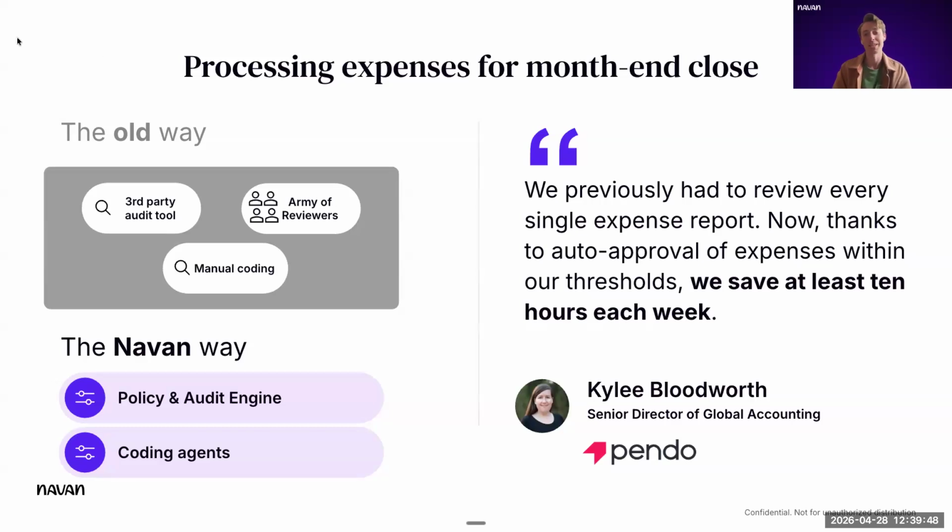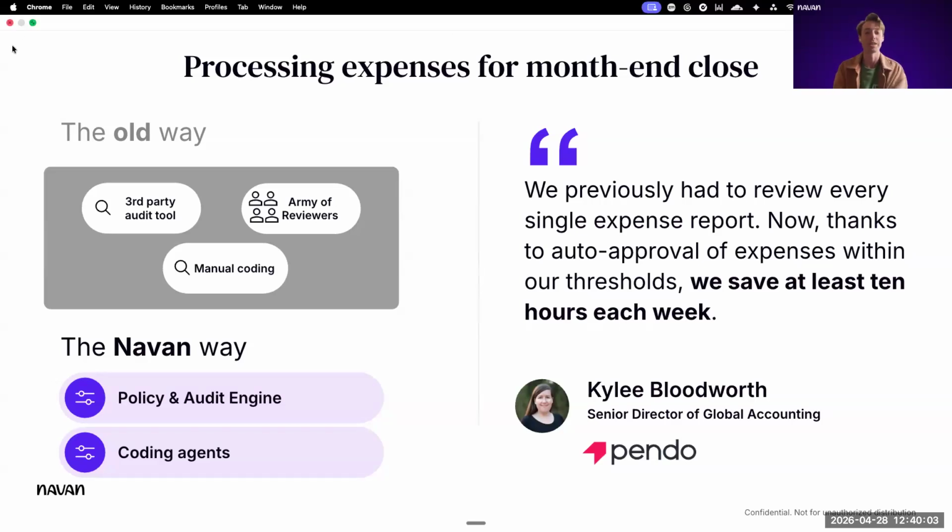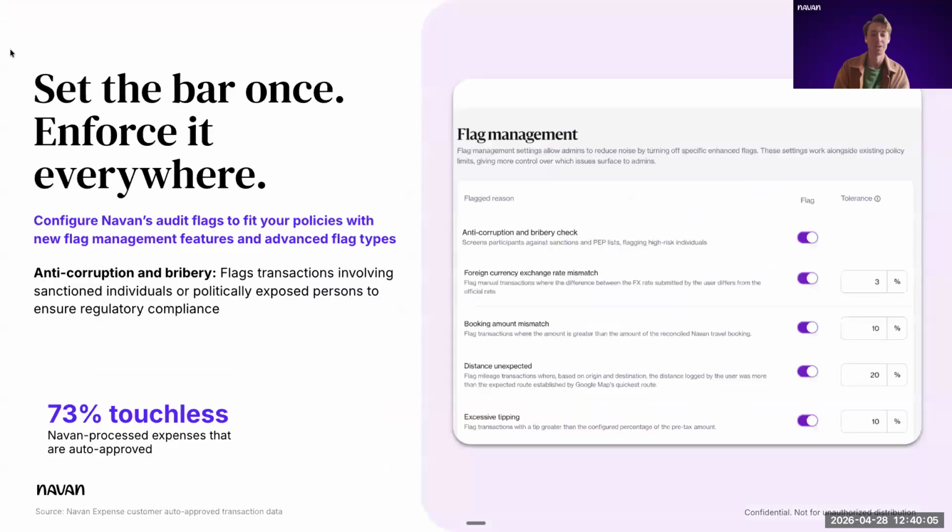So Kylie at Pendo, she's great. She's their head of global accounting, and really has seen a lot of benefit to the use of Navan in terms of the way it's able to automate the approval and review of transactions, which saves them a lot of work, which is great. But with that, let's jump into our audit engine, and some of the more recent things we've built around that.